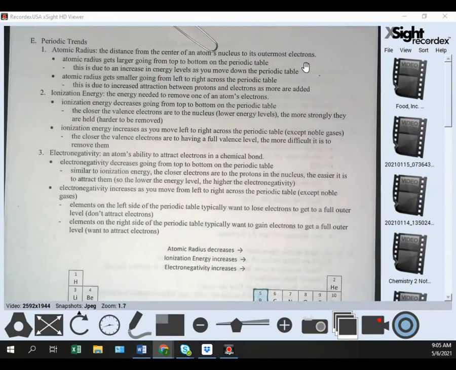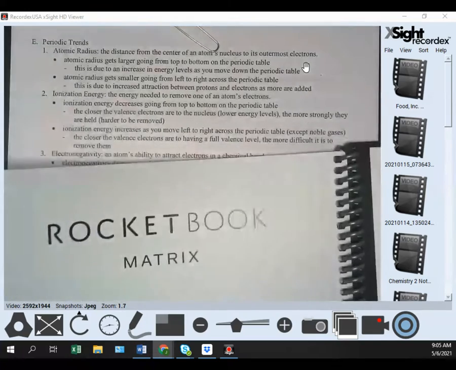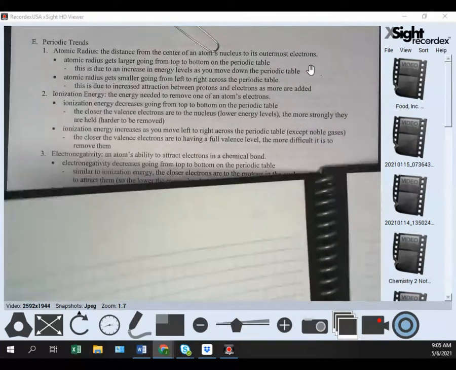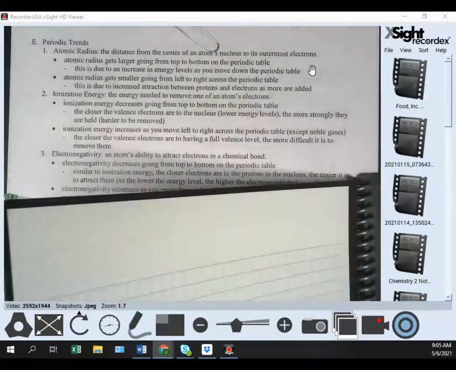So, let me give you an idea here. That should be fine. Graph paper.